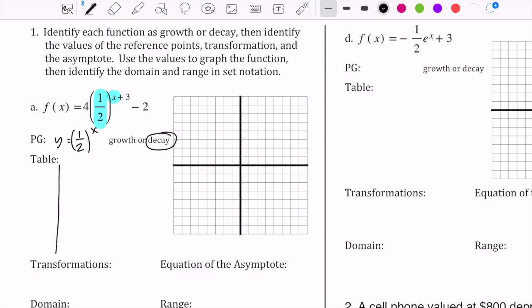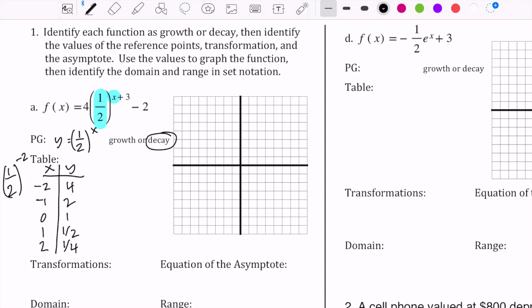For the table, we have -2, -1, 0, 1, 2, and then we're going to plug it into the parent graph. So this is going to be 4, 2, 1, 1/2, 1/4. So again, I'm getting these by going 1/2 to the -2. That's what equals 4. So I'm plugging each of those in.